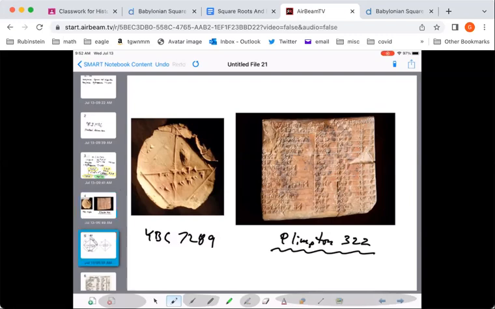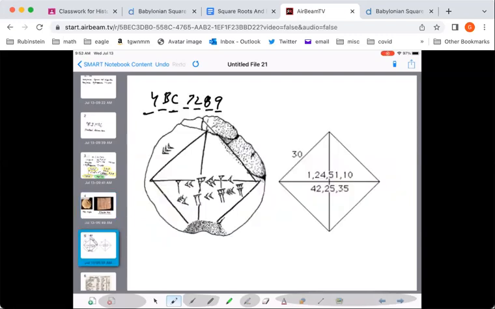Okay, so YBC 7289 has these cryptic numbers on it. It has a 30, it has 42, 25, 35, and it has 1, 24, 51, 10. To make this a little easier, they have commas in this, but I'm going to put a semicolon here and here, because these are base 60 numbers they're talking about. 30 is the number 30. But 1, 24, 51, 10.